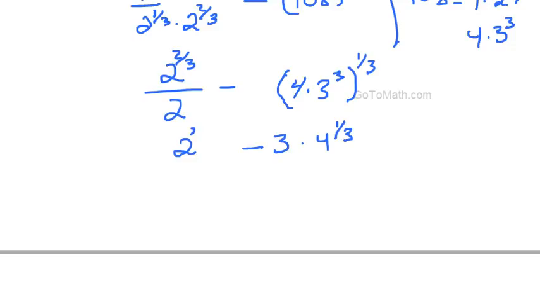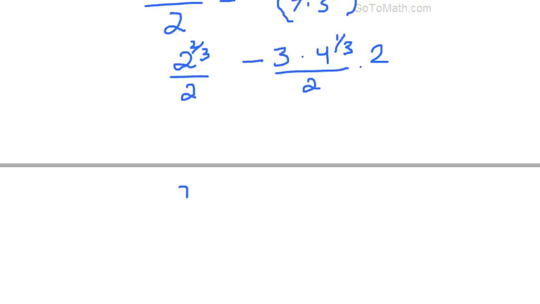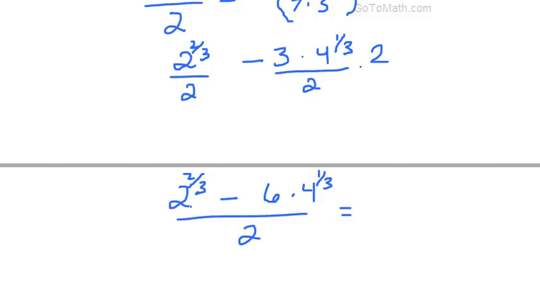And then we'll just rewrite what we got over here. Now we need to get a common denominator, so I'm going to write a 2 down here, but I need to write a 2 up in the numerator. So that's going to give us 2 to the 2/3 minus, and we got 2 times 3, which is 6, times 4 to the 1/3. That's all over 2.